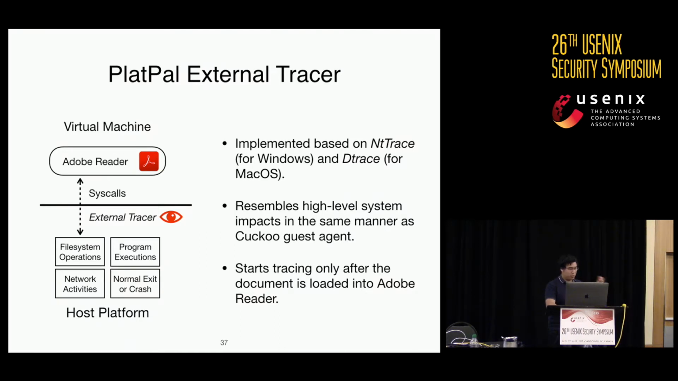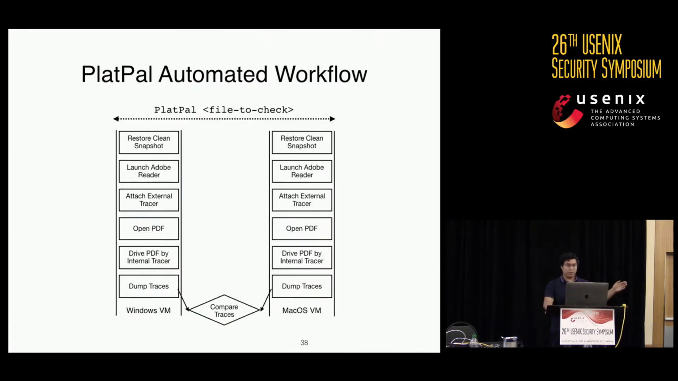Because the Windows and Mac OS platforms have very different syscall semantics, we are not comparing the raw syscalls. Instead, we aggregate the syscalls into 4 categories: file system operations, network activities, whether a new program is launched, and whether Adobe Reader crashes or exits gracefully. So this is how the external tracer is designed. The general workflow is quite simple. You have 2 virtual machines. You first restore a clean snapshot of each virtual machine and launch Adobe Reader. Attach the tracers and open the PDF file, which is driven automatically by the internal tracers. In the end, you dump the traces, and an external entity compares them and tells you whether there's a divergence or a consensus.